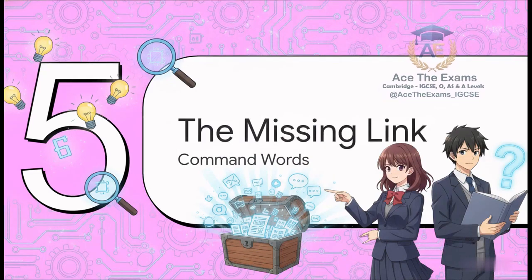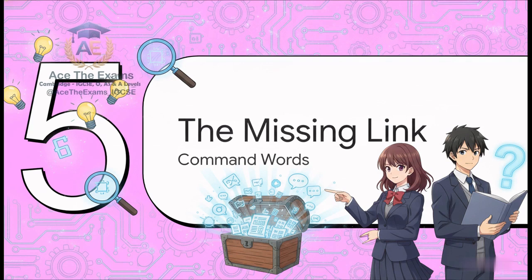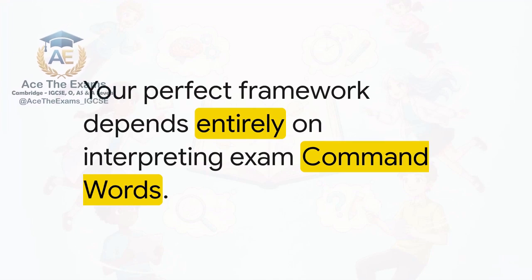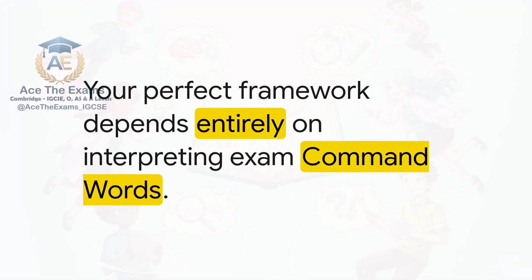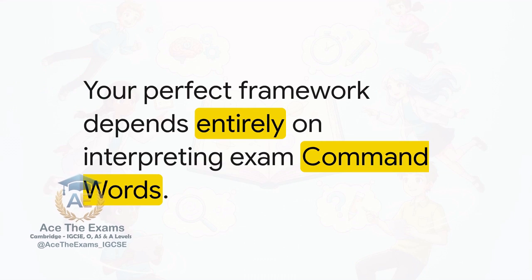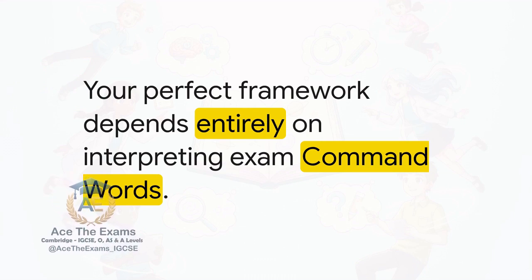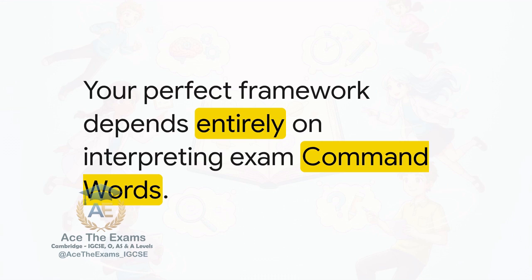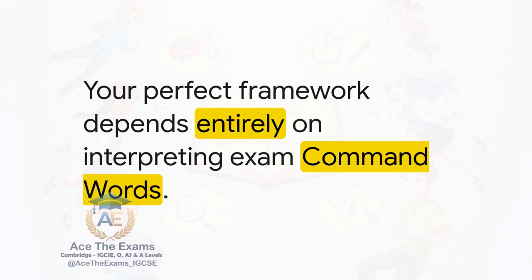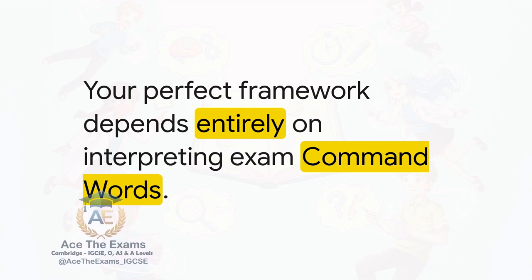Section 5. The missing link, command words. This is the massive trap I warned you about earlier. So here is the harsh reality. You could have the most perfect framework in the world, but it means absolutely nothing if you misinterpret the specific command words that dictate the mark band of the question. Whether an examiner tells you to explain, describe, calculate, or evaluate, each of those words demands a completely different application of our framework. If you just describe when you're supposed to explain, your perfect physics knowledge is totally wasted and you are going to lose those marks.